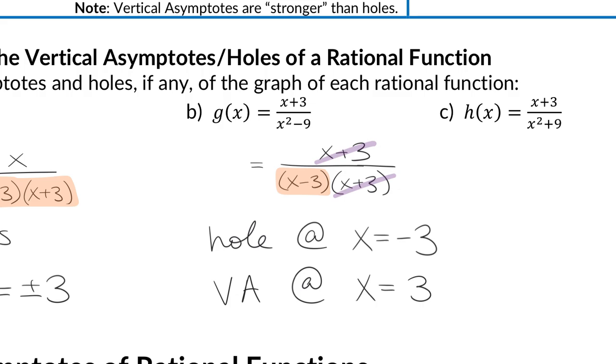Both holes and vertical asymptotes are excluded values in the domain. So the domain for this function is still from negative infinity to negative 3, negative 3 to 3, and 3 to infinity. That part has not changed. It's just that one of them is a vertical asymptote and one of them is a hole. And by hole, I mean like straight up a gap, a small, tiny little gap in the function. It's a hole.